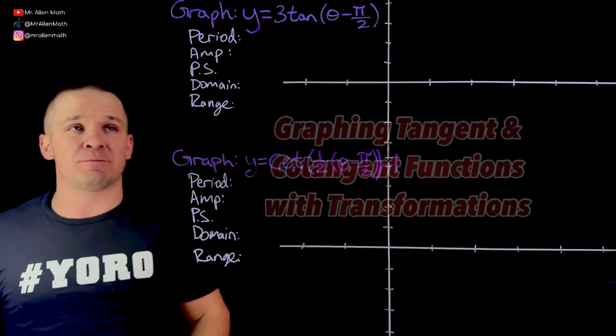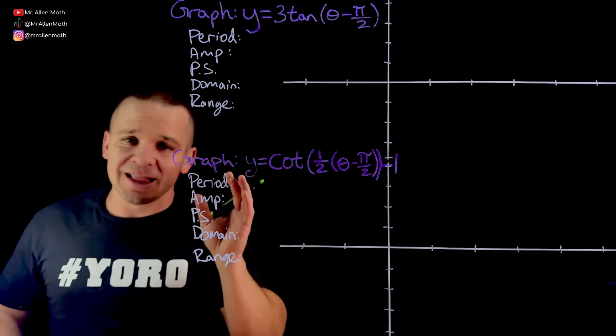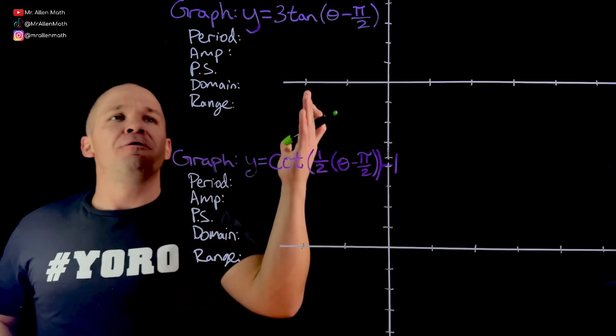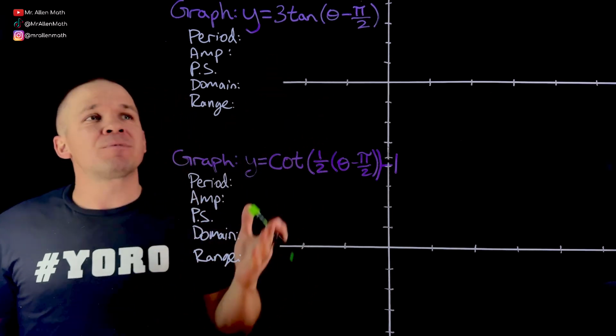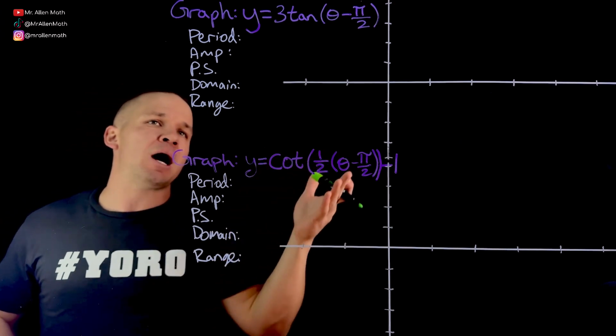We got a few transformations. It's going to be loads of fun. So let's get after it. First one here, we got y equals 3 tangent of theta minus pi over 2.